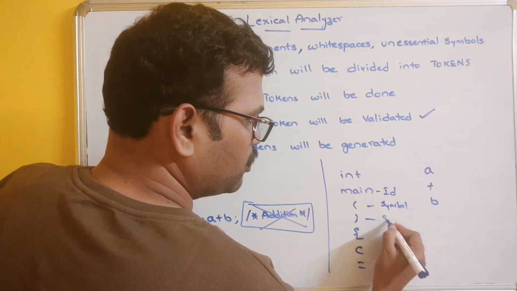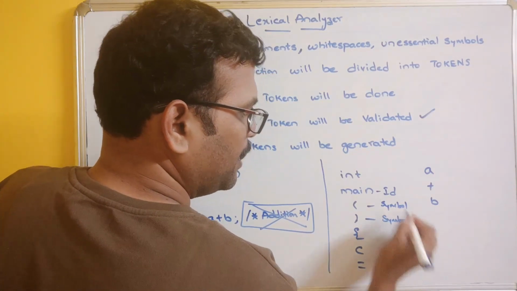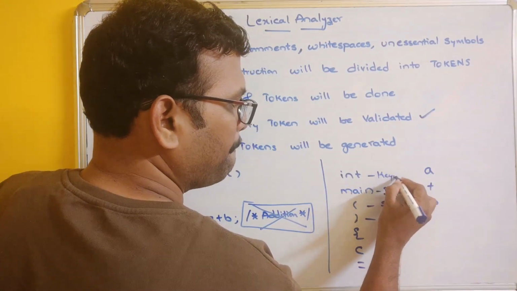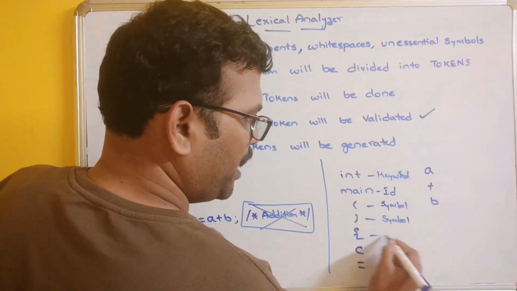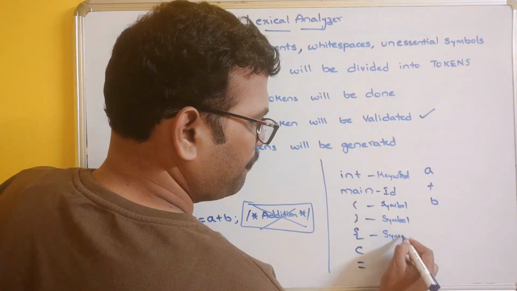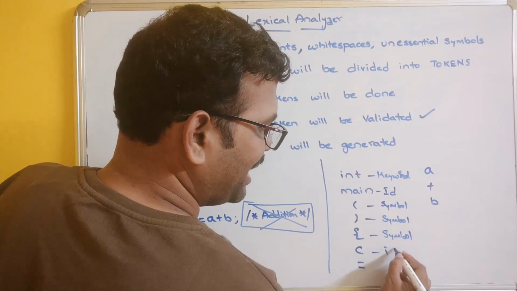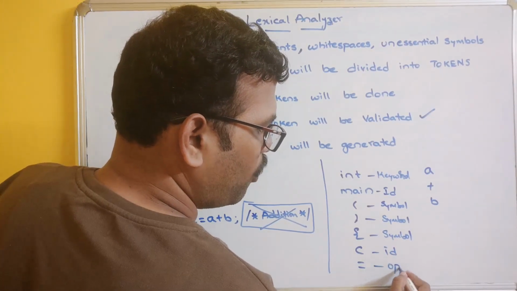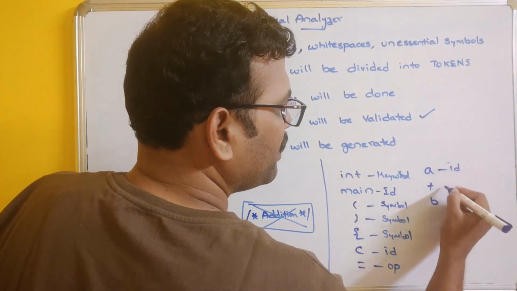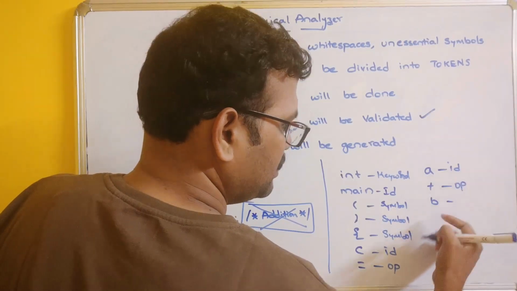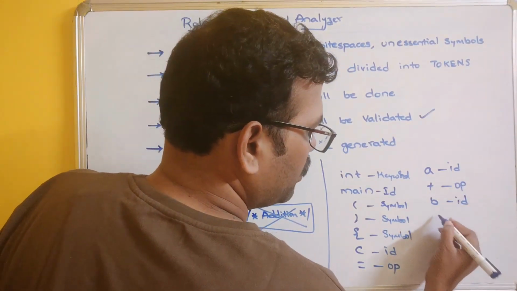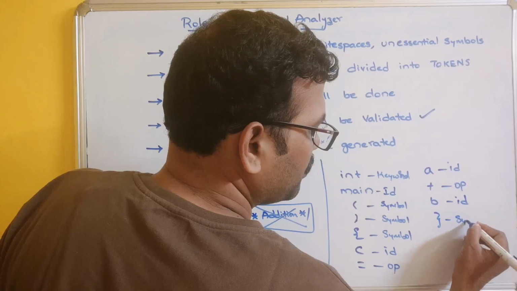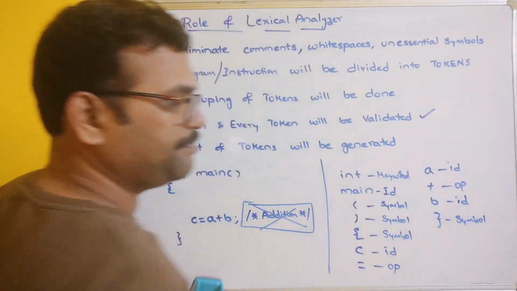Okay, and this is also a symbol, and this is a keyword, and this is a symbol, this is an identifier, this is an operator, it's an identifier, this is an operator, and this is an identifier, and also the closed parenthesis, that will be a symbol. So grouping will be done here.